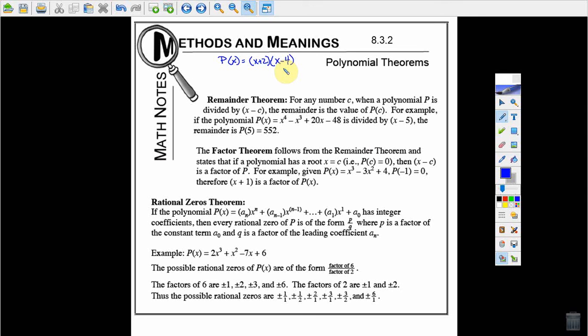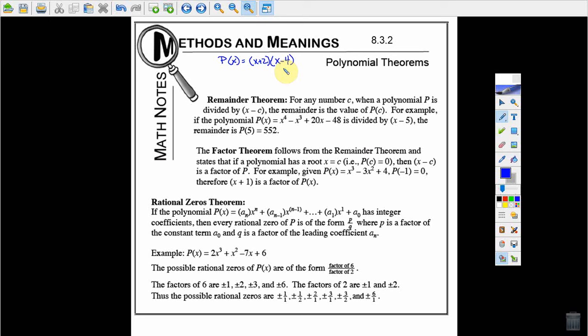Okay, guys, we are in next math notes 8.3.2. We're looking at polynomial theorems. We're going to look at three theorems: remainder theorem, factor theorem, and rational zeros theorem. They're all related. We'll go through them. I'll give you a little problem at the end to work on here.